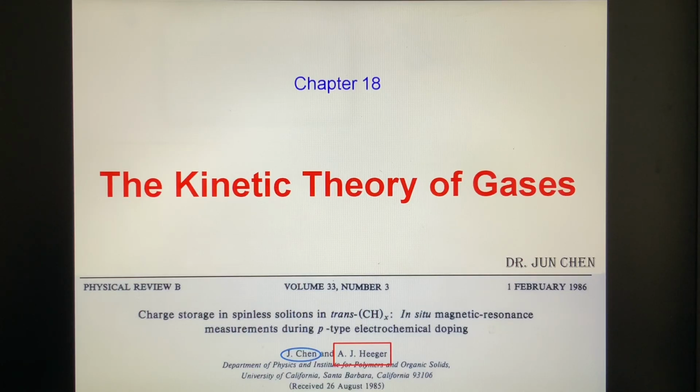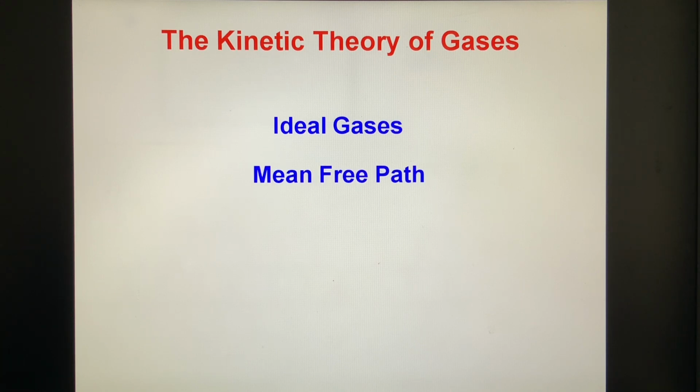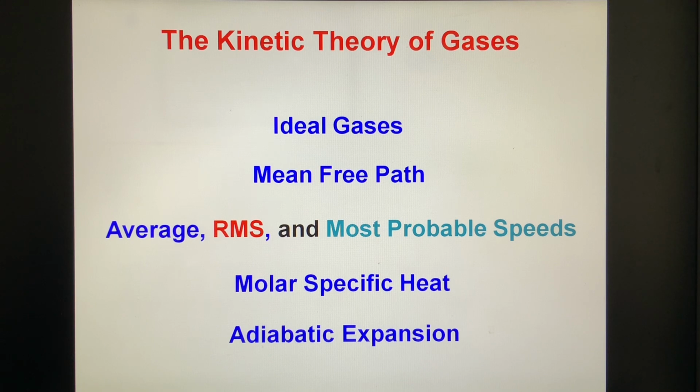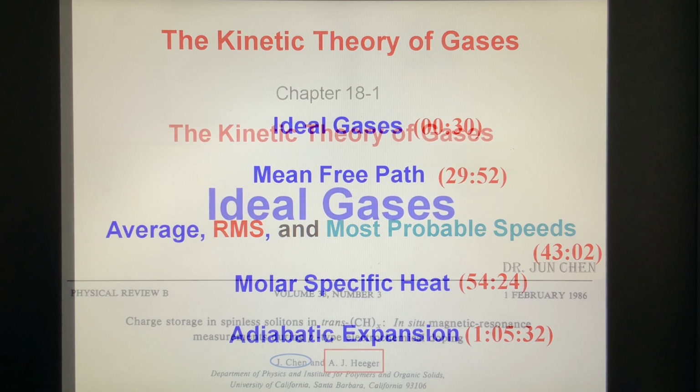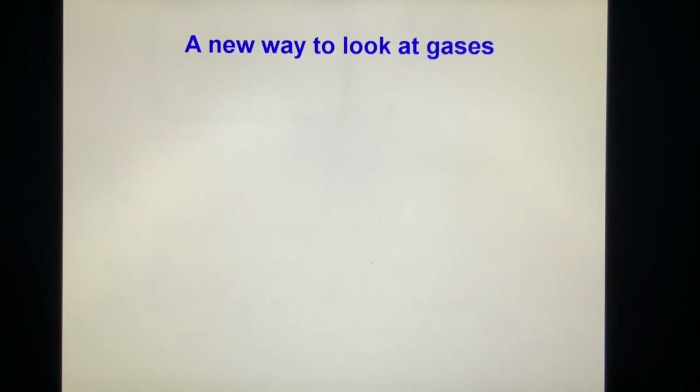Chapter 18, The Kinetic Theory of Gases. The kinetic theory of gases uncovers ideal gases, mean free paths, average, root mean square, and most probable speeds, molar specific heat, adiabatic expansion. You can find them in a timeline. Ideal gases. A new way to look at gases.